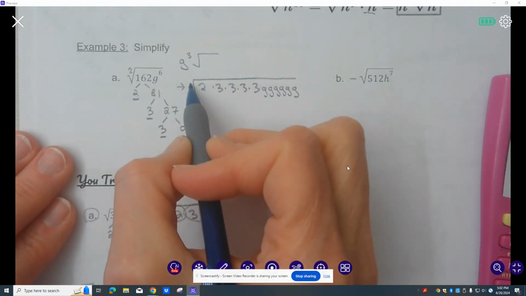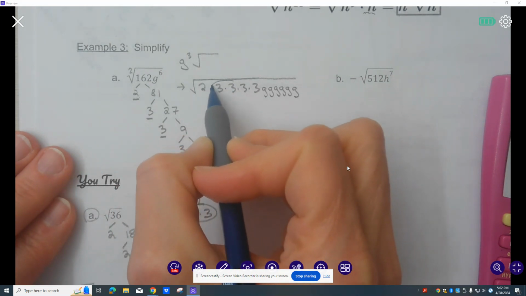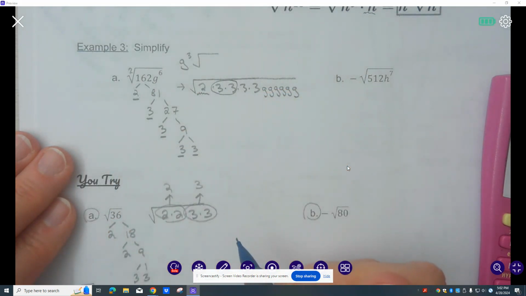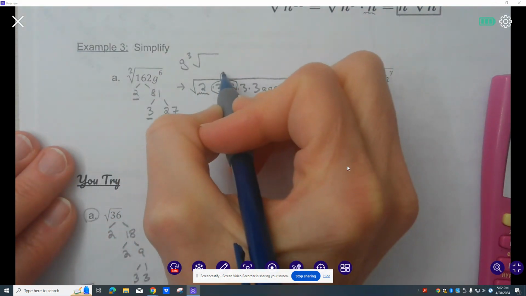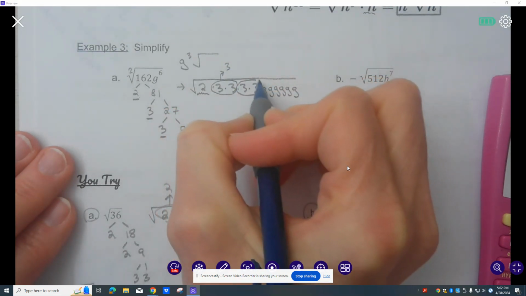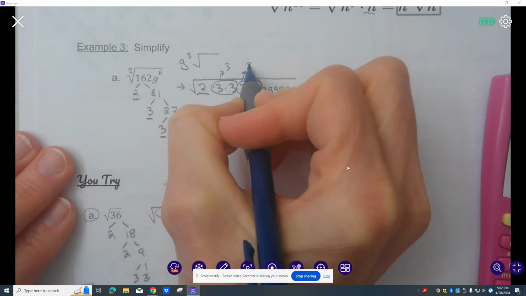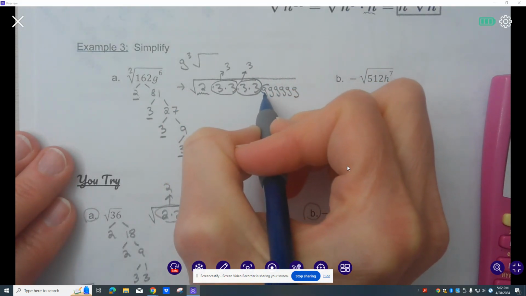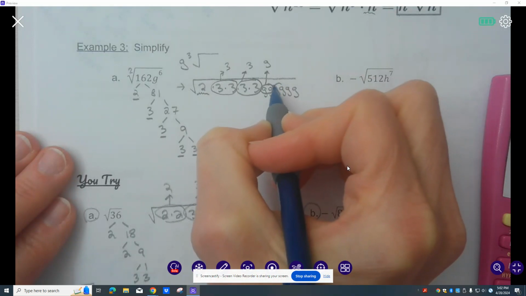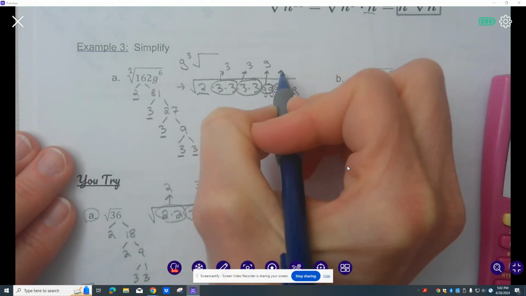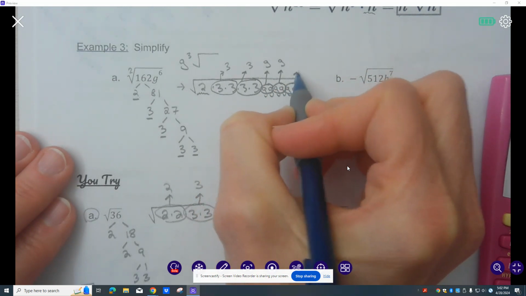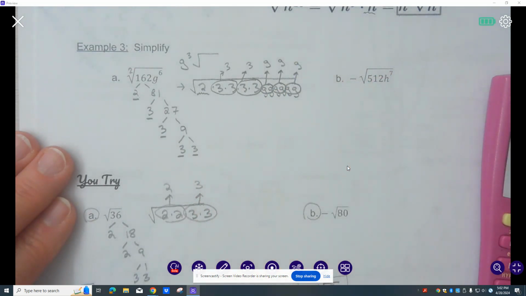Now this is a square root, so I need groups of 2 to break out. This 2 doesn't have a partner, so I'm going to give that a squiggly underline. This 3 will escape. Here's another group of 2. Only one makes it out alive. Here's a group of 2. Only one g makes it out alive. Here's another group of 2. Only one g makes it out alive. Here's another group of 2. Only one g makes it out alive.